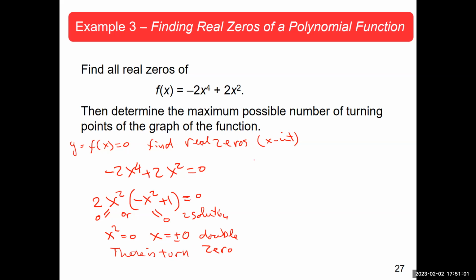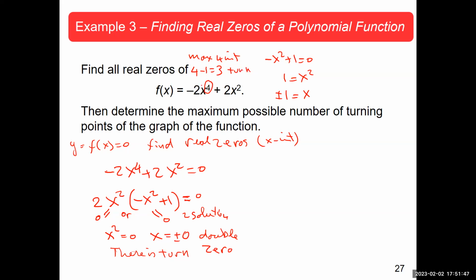Let's take the other one. Negative x squared plus 1 equals 0. Now, if I take the x squared to the other side, it becomes positive x squared equals 1. x equals positive or negative 1. So we have two answers here. So what is the maximum number of intercepts? There are 4. The max is 4 intercepts, or 4 zeros. How many turns? 4 minus 1 equals 3. 3 turns.